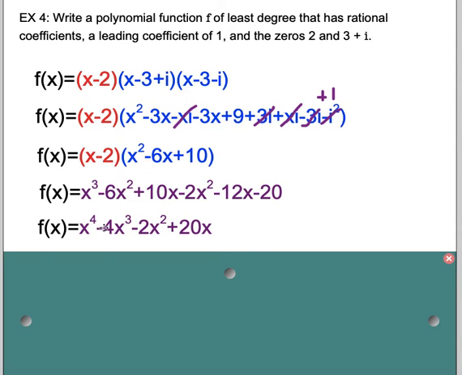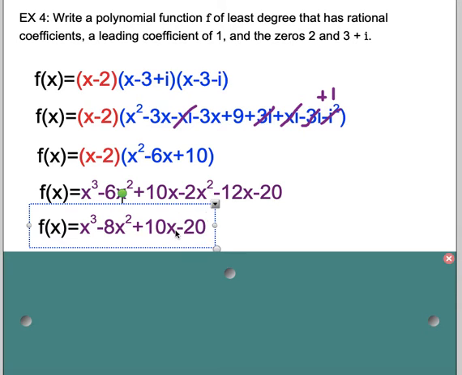So then I combine my like terms. X cubed. Negative 6 minus 2 is negative 8. 10x. Now you might be asking yourself, Mrs. Doran, why did you get to the end of the problem and realize you had an error?